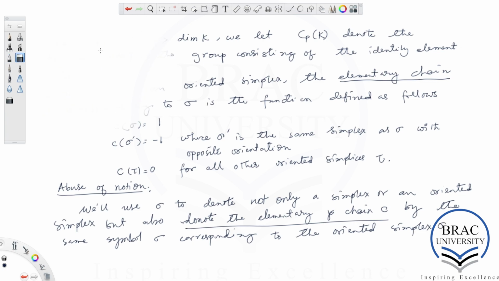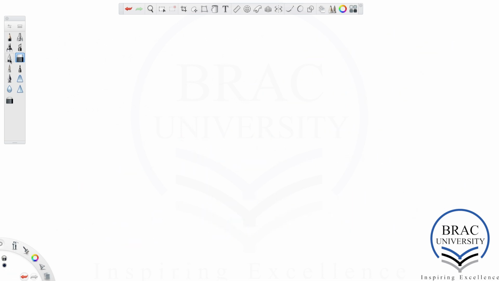So it's important to have it in mind that we'll be engaged in this abuse of notation. In this notation we write sigma prime is equal to minus sigma, where sigma prime is the same simplex with opposite orientation. So instead of writing C of sigma prime to be equal to minus C of sigma, we just write sigma prime to be equal to minus sigma.